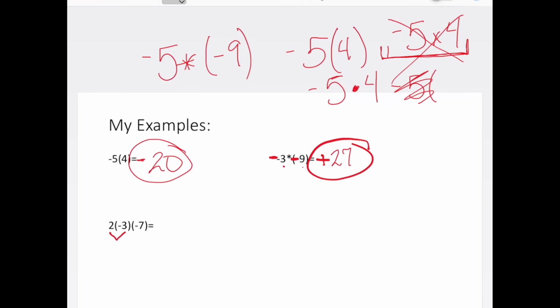All right, so let's see if your prediction is right. I'm going to go ahead and do 2 times 3 first, which is 6. And then I ask myself, do they have same or different signs? This is a positive and this is a negative. So my answer is negative 6. And then I bring down my negative 7. Now I multiply 6 times 7, which is 42. And I ask myself, do they have same or different signs? It's a negative and a negative, so the answer here is positive 42.